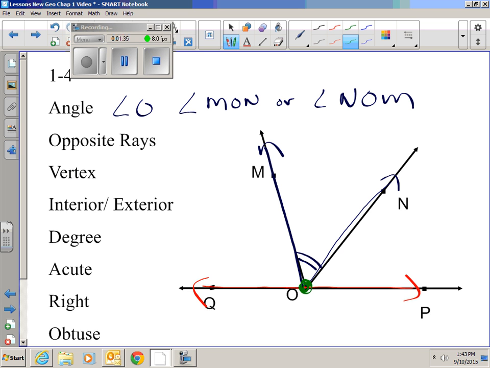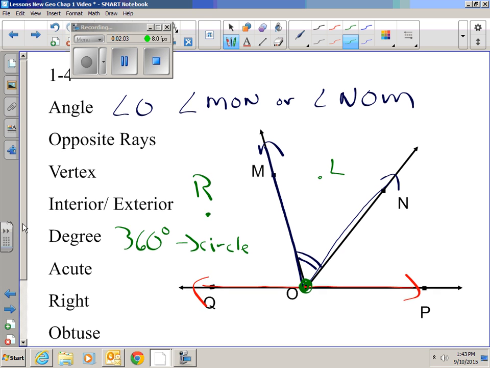This point, we'll call this point L. Point L would be on the interior of angle MON, while point R, right there, would be on the exterior, or the outside of angle MON. A degree we know is how we measure angles. There are 360 degrees in a circle.